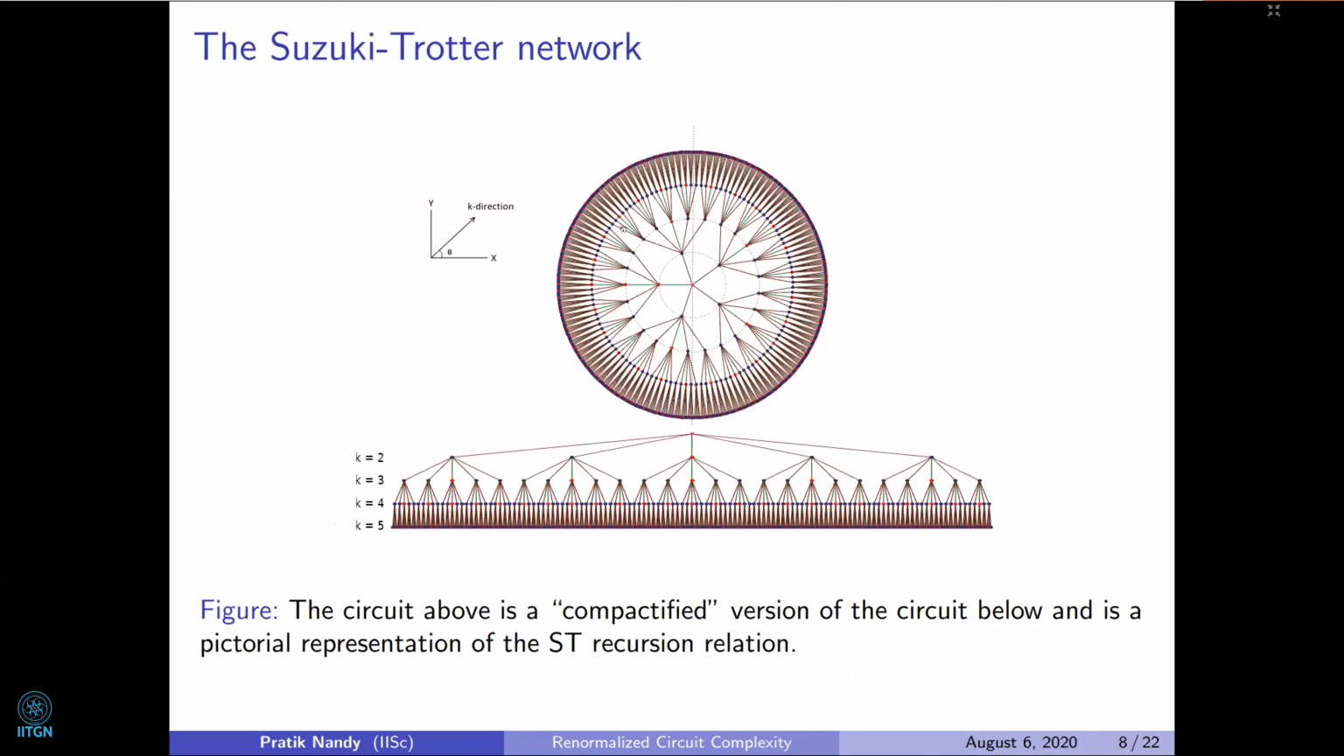So this is the pictorial representation of the Suzuki-Trotter circuit, where this is a coarser circuit, and this is a finer circuit. Pictorially, the error in the outer circuit is actually very small, and in this interior we have more error.